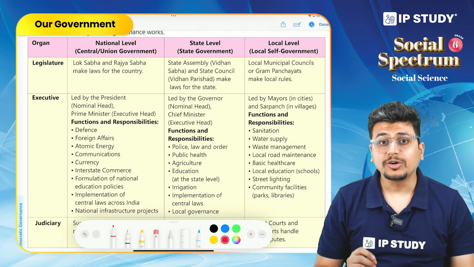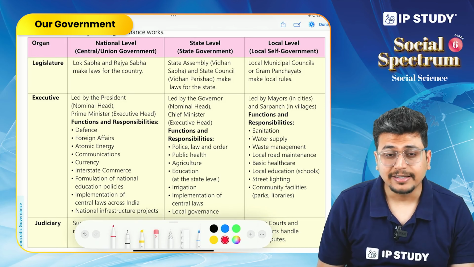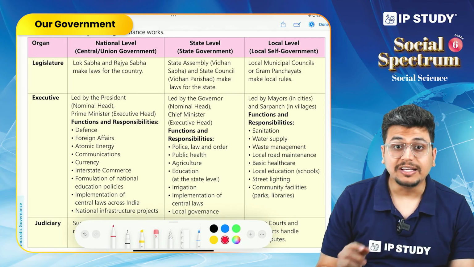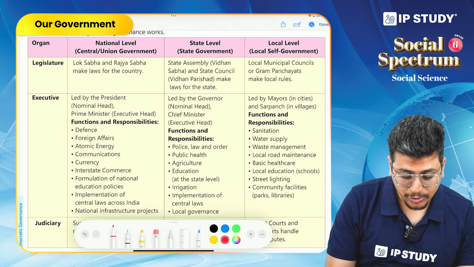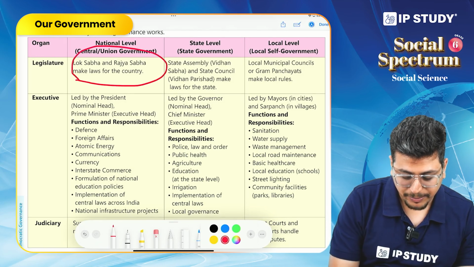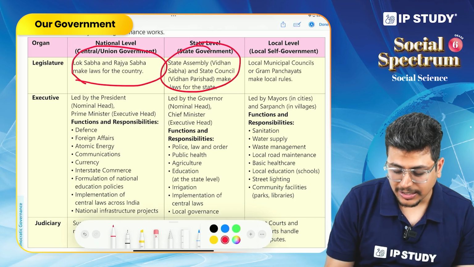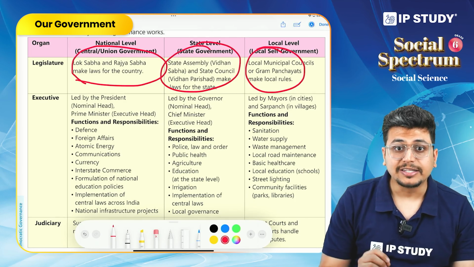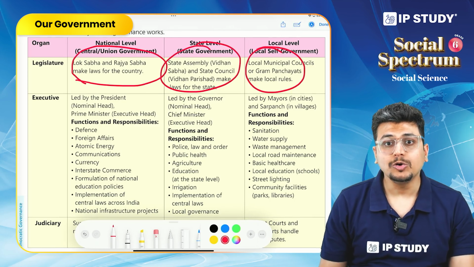Moving on, it is also important for us to understand that the different organs of the government work at different levels as well. Now, if you look at legislative, for example, which is responsible for making laws, it is working at all the three levels. It is working at the union level, state level and the local level.